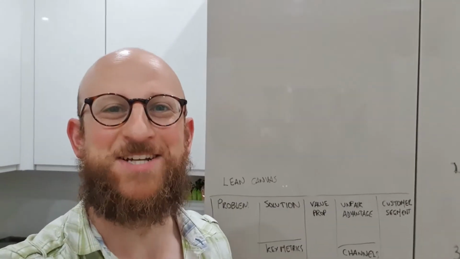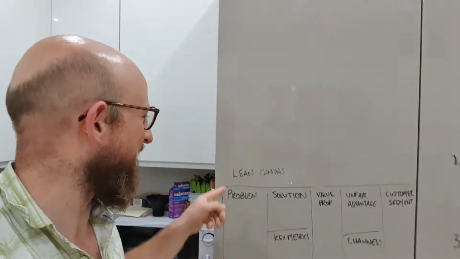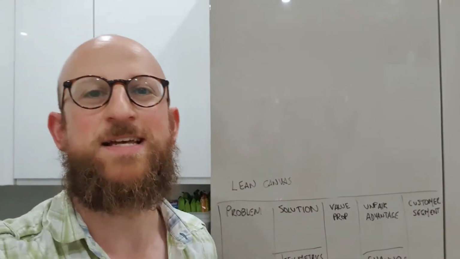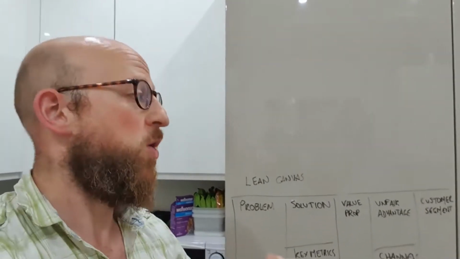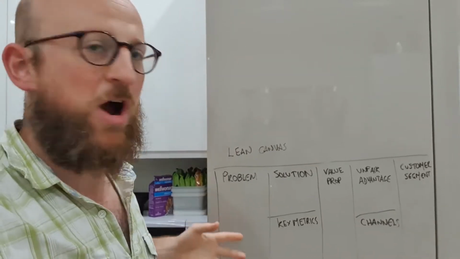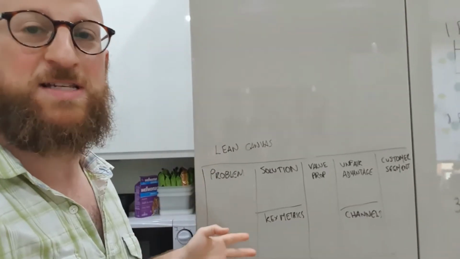I'm Daniel Susser, Agile Coach, and today we're going to be looking at the lean canvas through the lens of a mask business, because there's apparently a pandemic on. So what the lean canvas is, is a way of describing your whole business idea very simply.